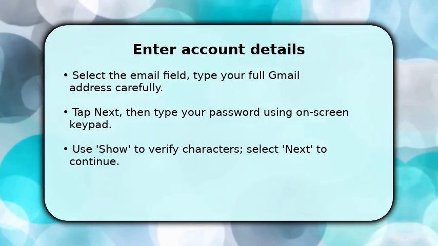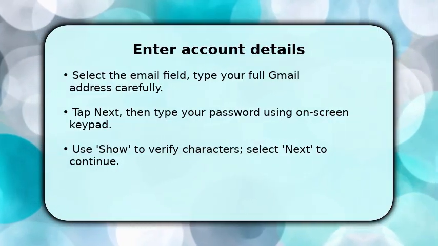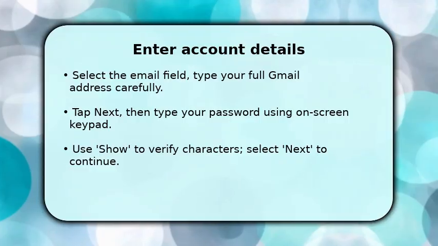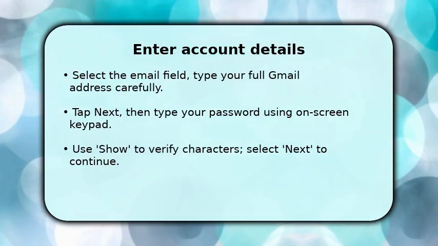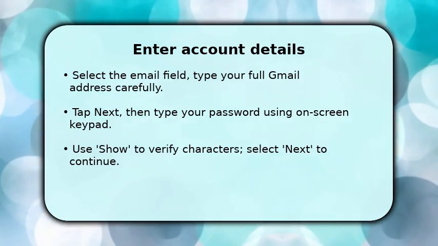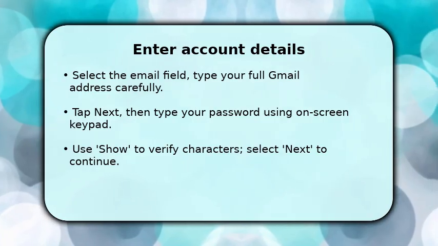After pressing Next, focus on the password field and type slowly using the phone keypad. Make sure caps lock or numeric mode isn't active. Once the password is entered, use the Show option briefly to confirm accuracy, then press Next. If two-step verification appears, follow prompts to receive code via SMS.